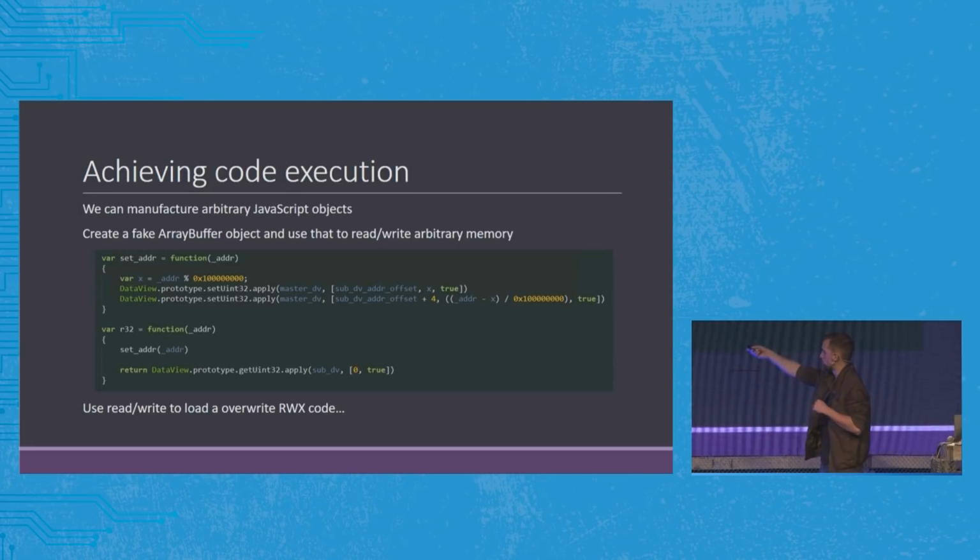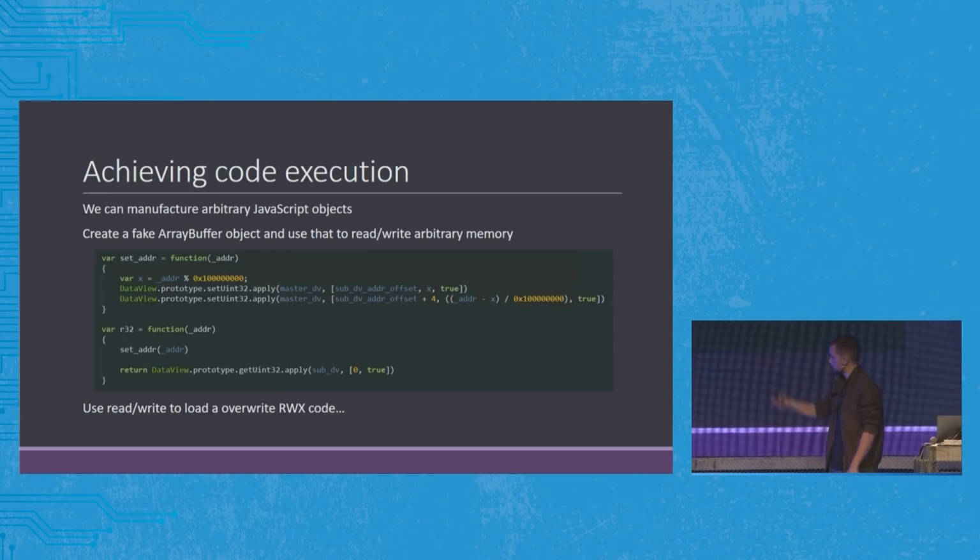So this is just example code that lets you read from an arbitrary location from JavaScript using this fake data view object. The syntax is kind of weird because I'm actually not initializing all the fields inside of that fake data view object, because that's kind of annoying, but this all works, and that gives me the ability to read and write whatever I want, which, if you'll recall, is all I need to get code execution because we have read, write, executable pages.